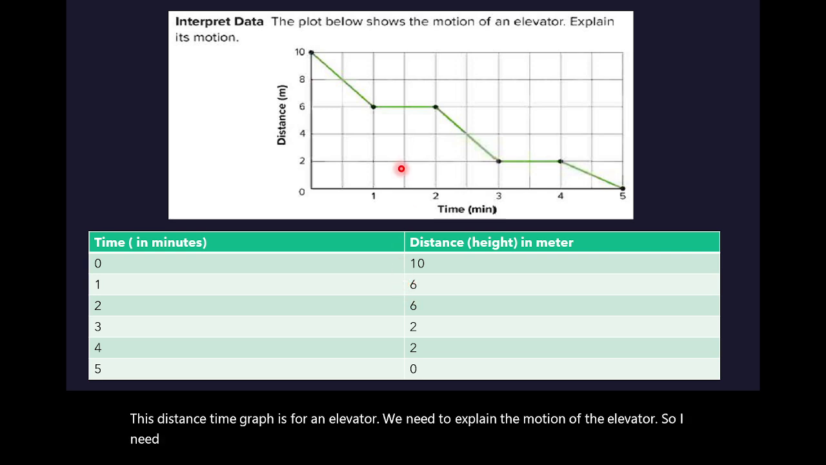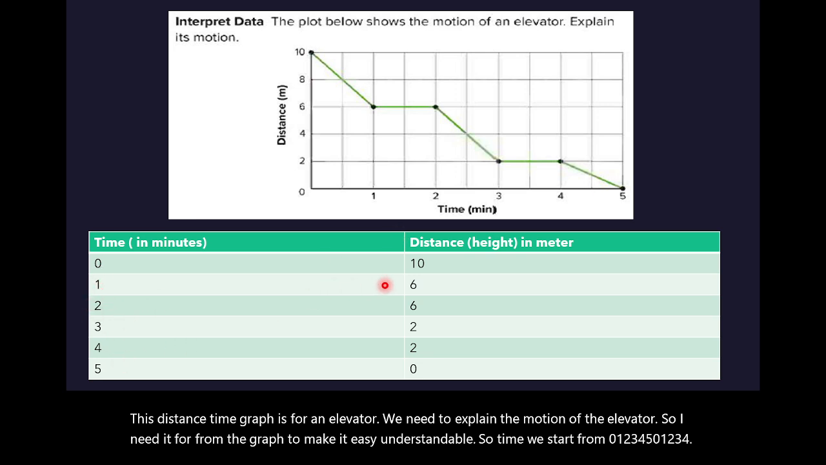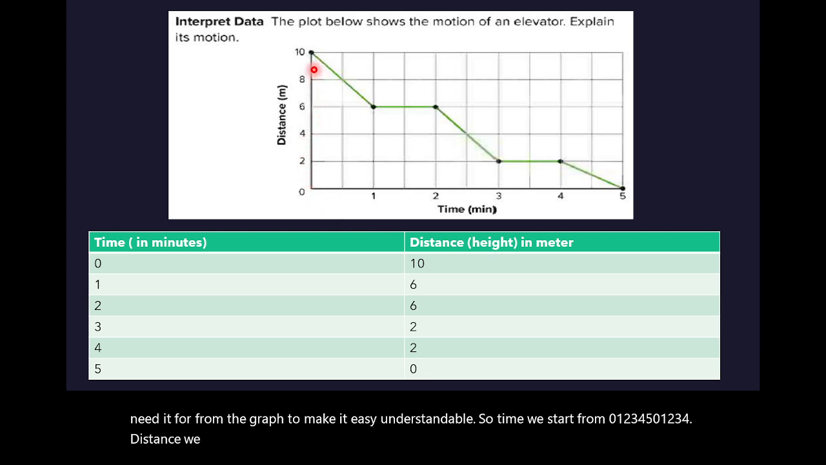From the graph, to make it easily understandable. Time, we start from 0, 1, 2, 3, 4, 5. Distance, we have 0, 2, 4, 6. See, when the time is 0, distance is 10.